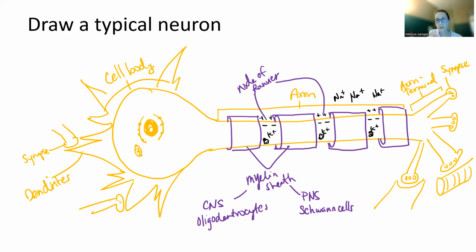So the next part is we're going to start to go over the physiology. Drawing this typical neuron should be pretty easy, I hope, now that you see how you can do it.